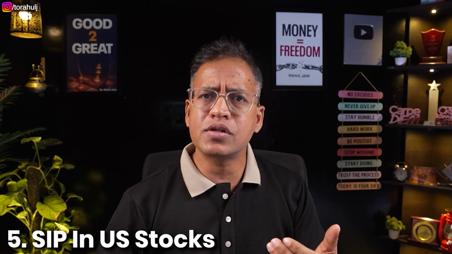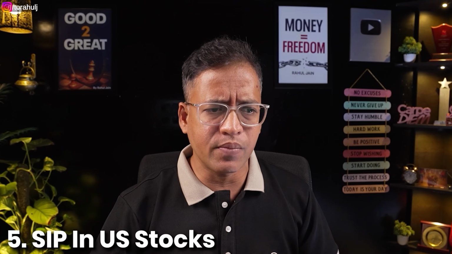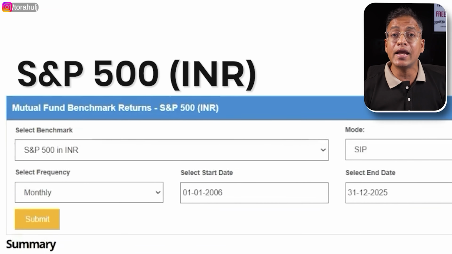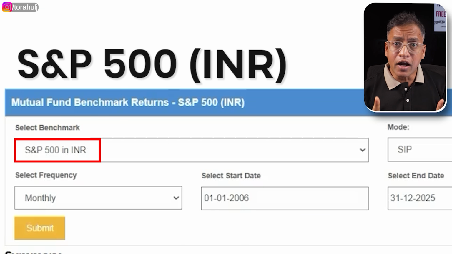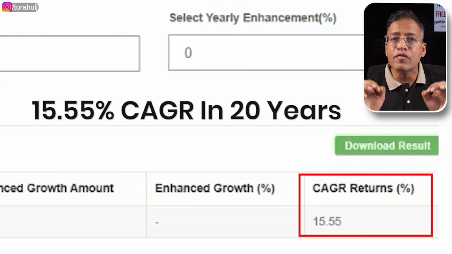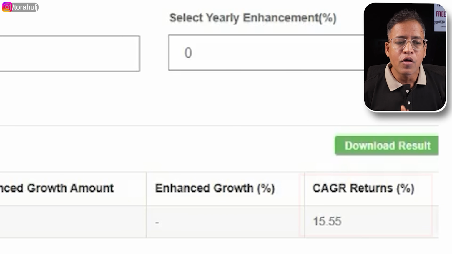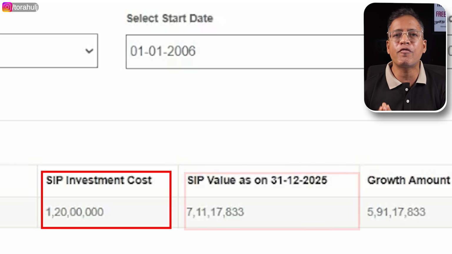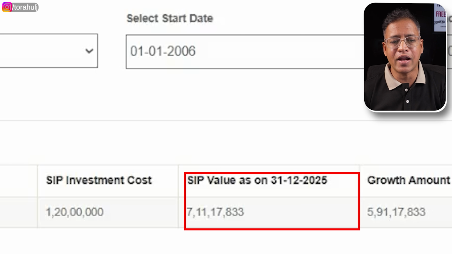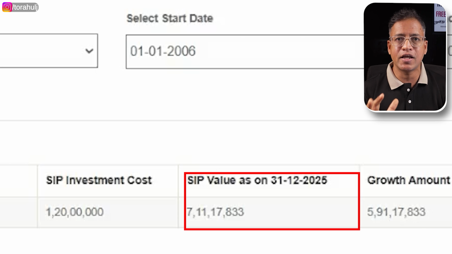Okay. Now comes the US stock market as well. Let's put that in the mix as well. S&P 500 in INR terms, very important. INR terms meaning that we have taken care of the currency depreciation as well here. Okay. It comes out to be around 15.55% of CAGR returns. 1 crore 20 lakhs could have become 7 crore 11 lakh rupees if we put it into S&P 500.